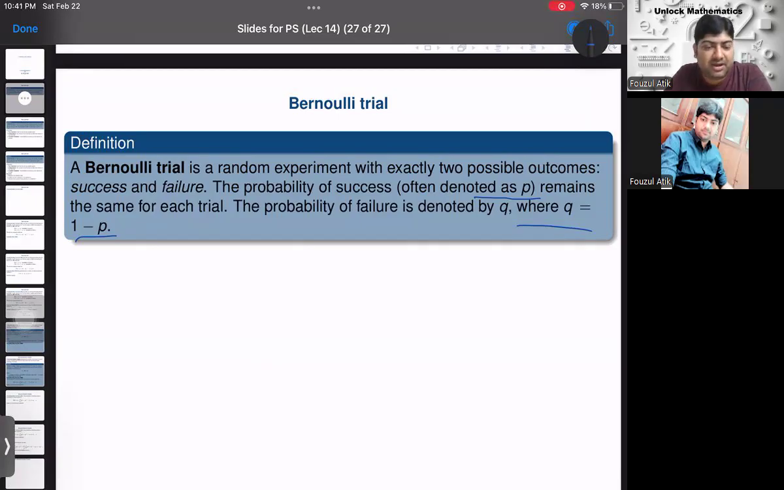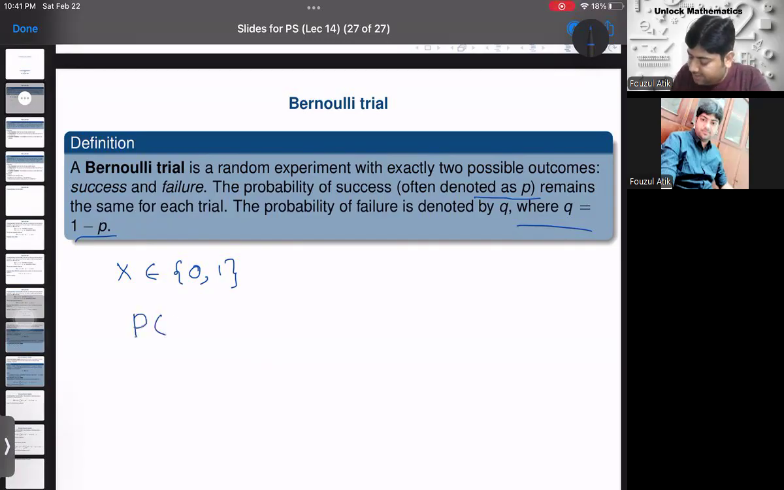If you have the Bernoulli trial, then suppose X is the random variable, which is the Bernoulli trial. It is a random experiment, and the random variable takes the Bernoulli trial's outcomes. So if you get the success, you will say X is equal to 1, and if you get the failure, you will say X is equal to 0. So the random variable takes the value either 0 or 1. Then if you think about the probability mass function of this random variable X, what will happen?